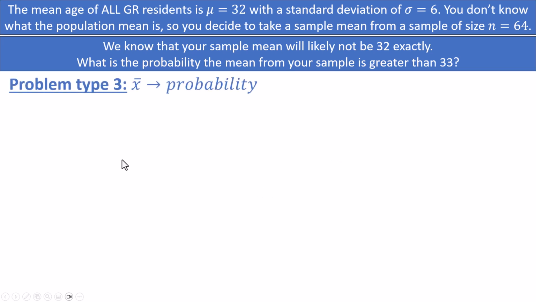So this is what we call a problem type number 3. Hopefully you recognize they're asking for a probability with relation to the mean or the sample mean, right? So we know that it's going to be problem type 3, and we're going to be following the steps related to that.